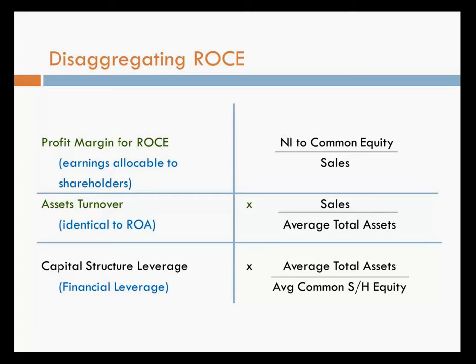So by definition, this number will be at least 1, right? Because this denominator is also in the numerator, unless you had negative debt. I don't know what that means. So your numerator, by definition, will be a bigger number than your denominator. So you'll be multiplying your return on assets by this leverage factor. And that's what the return on common equity is.